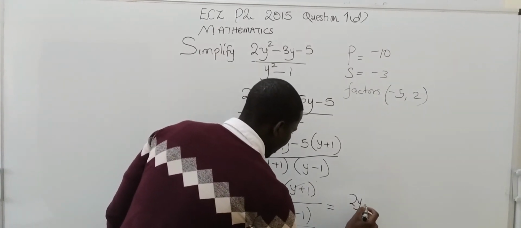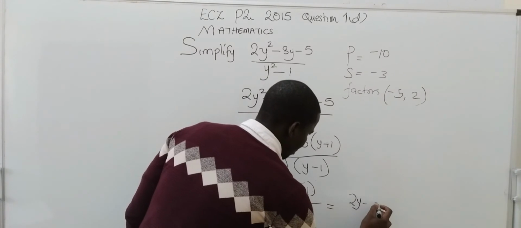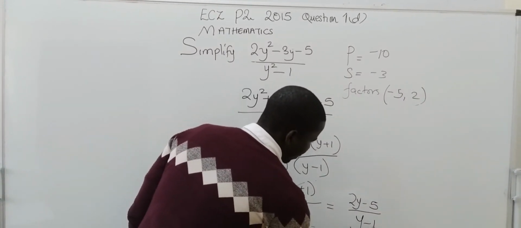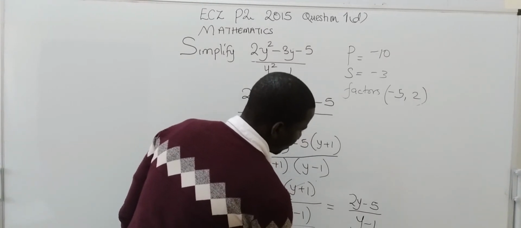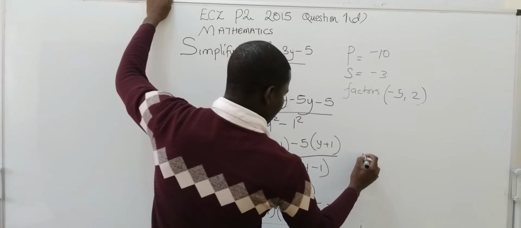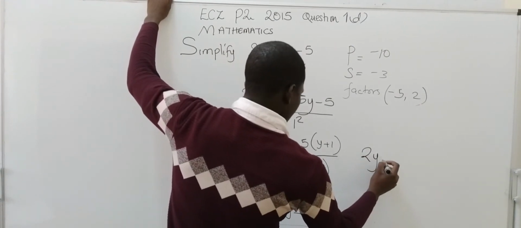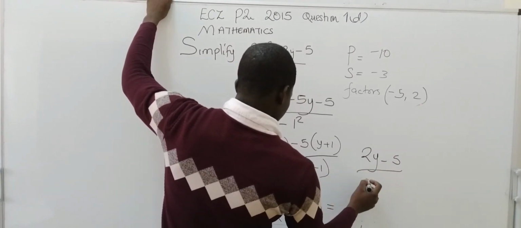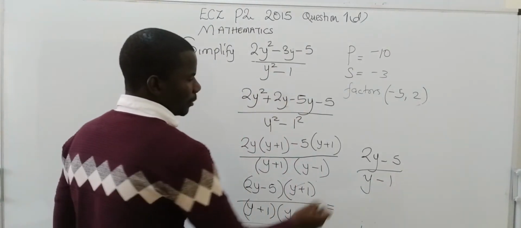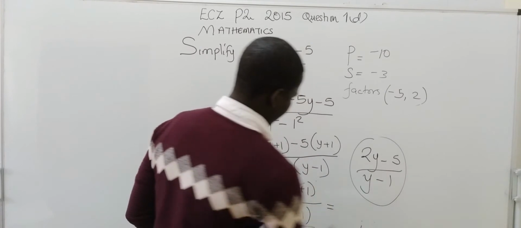The final answer, like I'm saying, is going to be 2y minus 5 over y minus 1. This is what is going to be our final answer.